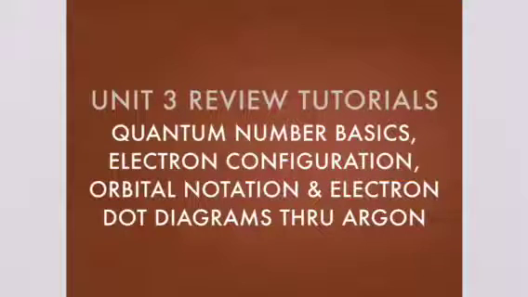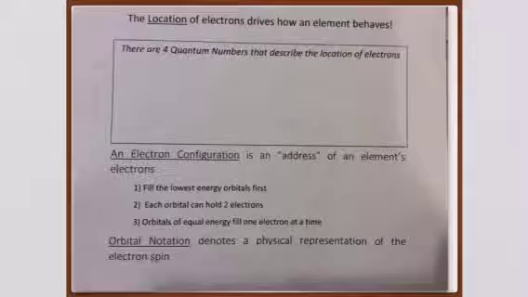Okay, this tutorial is for those in my class who still just need one more review of the basics of quantum numbers, electron configuration, orbital notation, and electron dot. These are only through argon, because remember, the rules change after that. So let me go ahead and get started. Okay, you have this sheet.